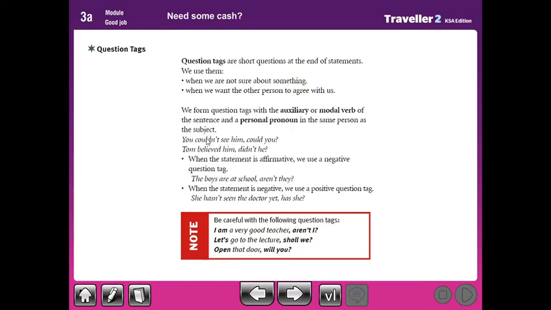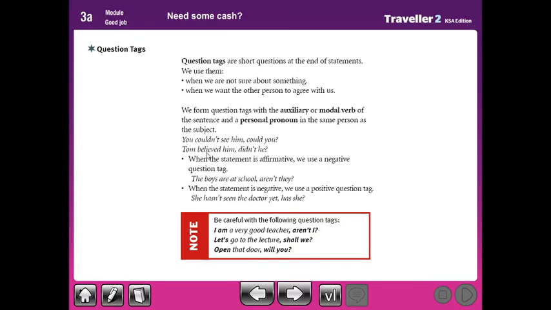You take the auxiliary or the helping verb and put it at the end of the sentence. If the auxiliary is negative, we make it positive. If we have a name, we change it to a pronoun. Like in this example, Tom, we change it to he. Here, couldn't is negative, so we write it positive, could. We put the auxiliary verb first, and after that the personal pronoun, and then the question mark.